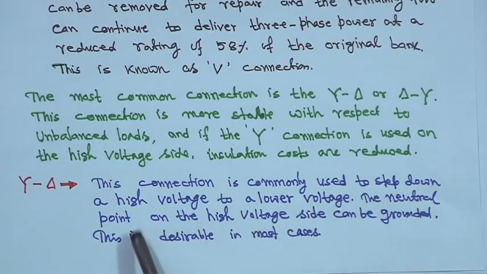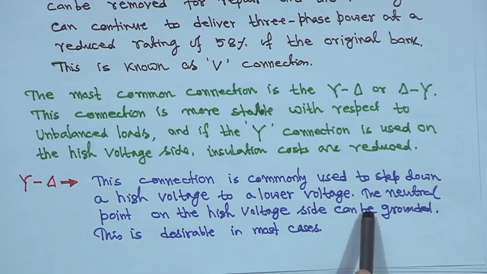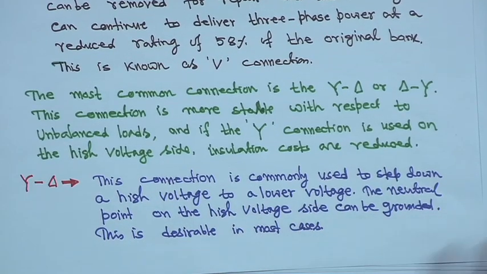Therefore, the star-delta connection is commonly used to step down from a high voltage to a lower voltage, as I just told you. The neutral point on the high voltage side can be grounded, which is desirable in most cases.